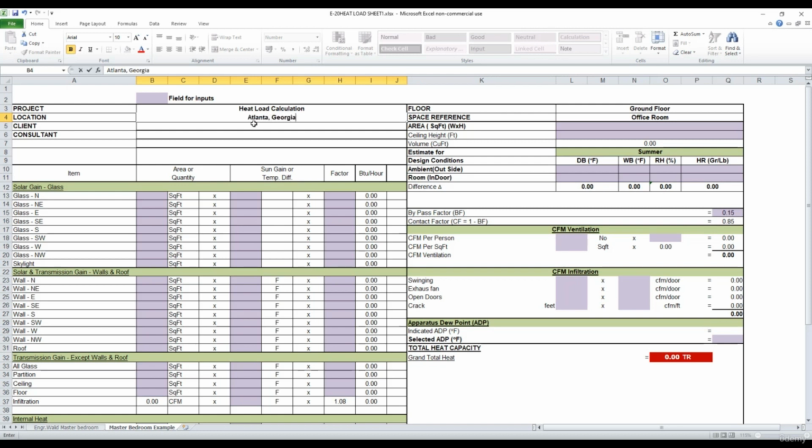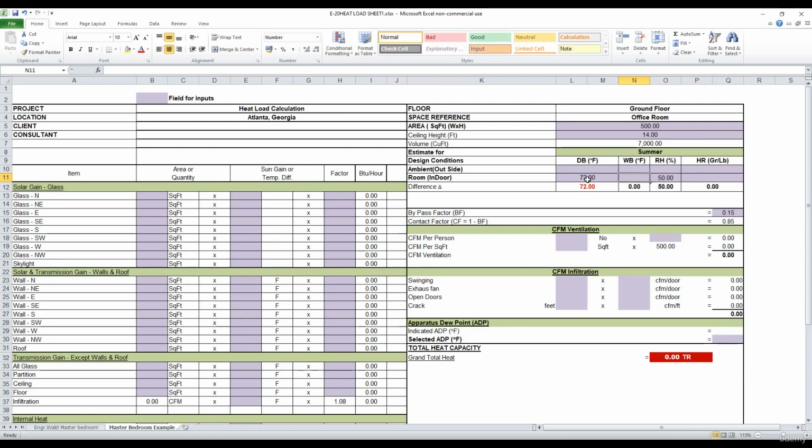Here first is the detail of the floor. This is a room at ground floor. The space reference is this room. The total area in square feet is 25 multiplied by 20 feet equals 500 square feet. The height to the ceiling is 14 feet and thus the volume of the room is 7,000 cubic feet. The target air temperature and the humidity is provided, which is 72 F and 50% relative humidity.